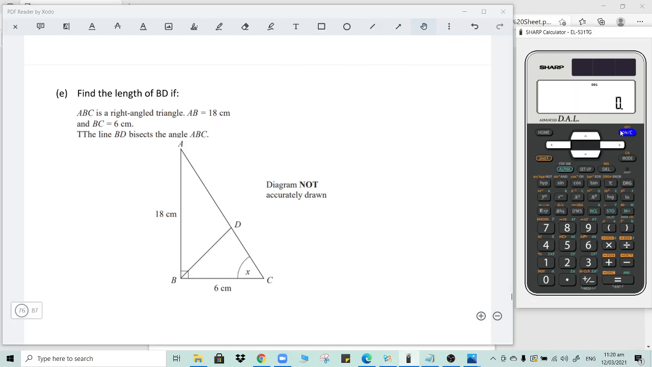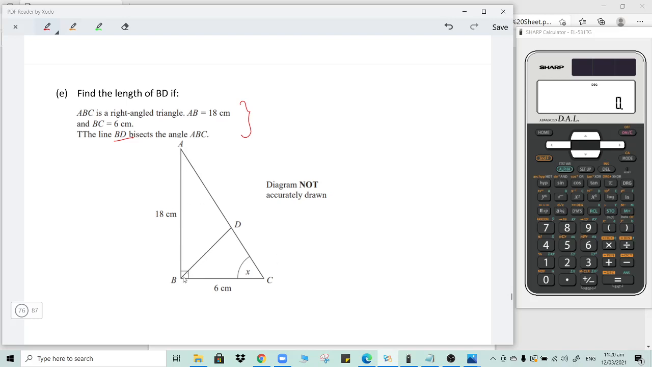Okay, so part E. Find the length of BD. This here is a right angle triangle. You can watch it on the diagram here. Hopefully this doesn't give us too many problems. Everything they're saying in this paragraph is on the diagram already. They said the line BD bisects the angle ABC.